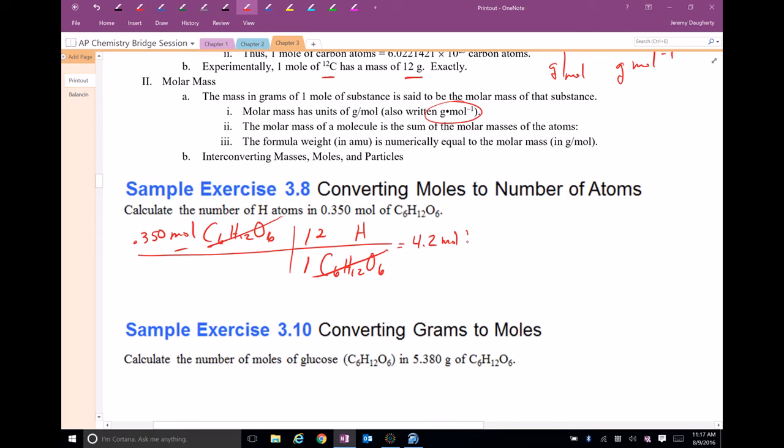Now I want to convert to atoms of hydrogen, right? So I don't want to touch the hydrogen. I want to get rid of the word mole right there. So now that's gone. And I'm going to replace it with the word atom. And so I have 6.022 times 10 to the 23rd atoms in 1 mole.